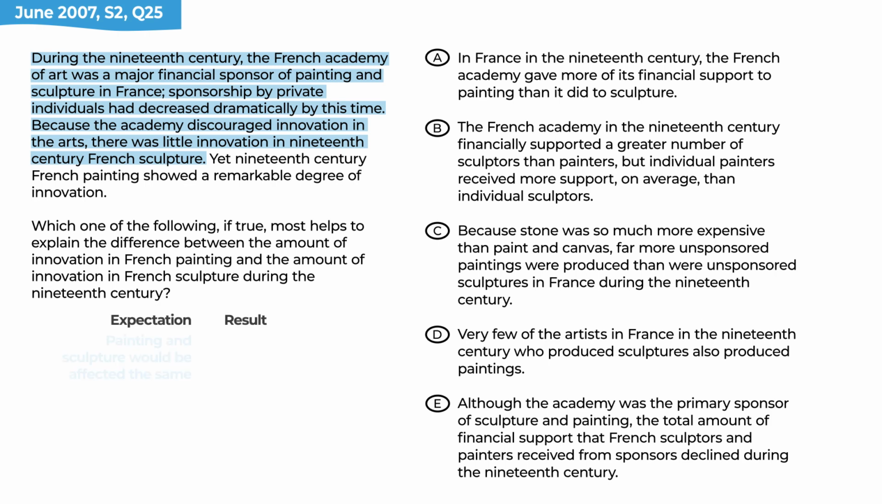So initially, we're told during the 19th century, the French Academy of Art was a major financial sponsor of painting and sculpture in France. Sponsorship by private individuals had decreased dramatically. Because the Academy discouraged innovation in the arts, there was little innovation in 19th century French sculpture. Now remember, the Academy was a sponsor of both sculpture and painting. So if that led to little innovation in 19th century French sculpture, one would expect that to lead to the same result with French painting. And yet, in the last sentence, 19th century French painting showed a remarkable degree of innovation. Right? So how come painting showed so much innovation when sculpture did not?